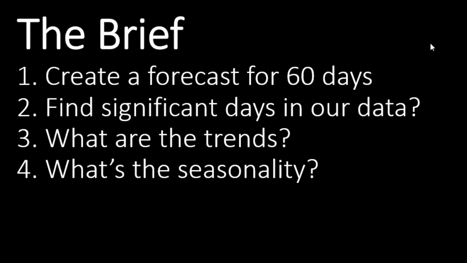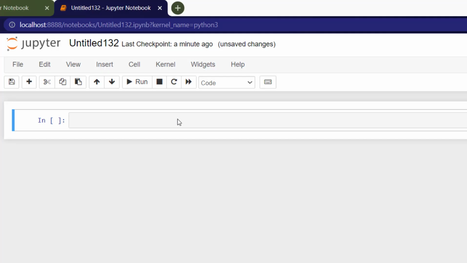So before we dive into coding, let's look at the brief. We want to create a forecast for 60 days. We want to find significant days in our data. We want to know what are the trends, and we want to know what's the seasonality. So now let's jump into our Jupyter Notebook, and we can find all this in our model.